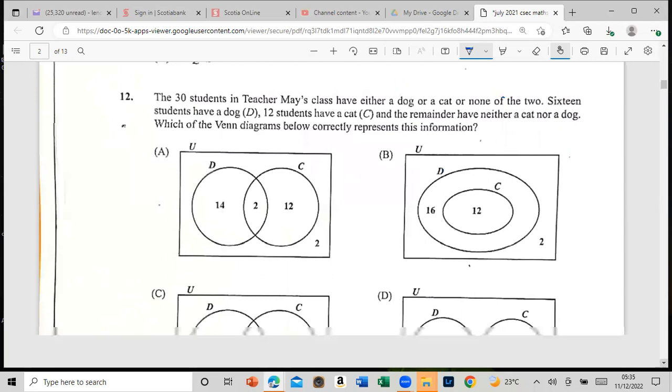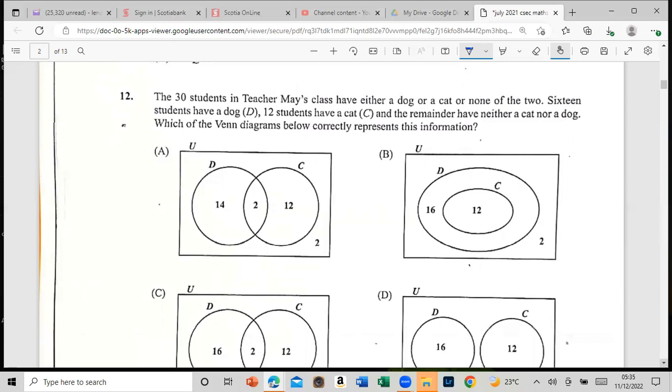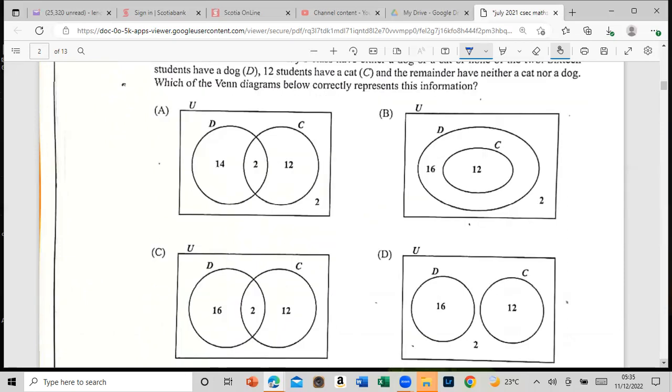30 students in a class have either a dog or a cat or none of the two. 16 students have a dog. 12 students have a cat. And the remainder have neither a cat nor a dog. Which of the following Venn diagrams correctly represents this information? So no person that has a dog has a cat. I think that's the key. So you can see that there's a disjoint.